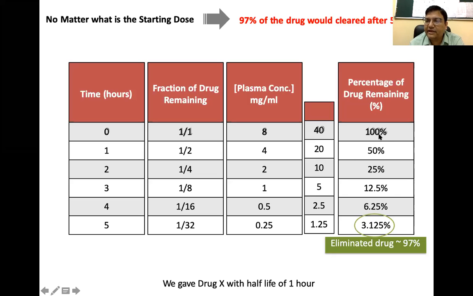So in percentage, if we see, 100% drug is there at the 0 hour, and after 1 hour, 50% is remaining. With each half life, it halves again, so after the second hour it is 25% remaining. After the third hour, it is 12.5%. After the fourth hour, half of this, that is 6.25. And after 5 hours, that means 5 half lives, 3.125. So after 5 half lives, the percentage of the drug which is remaining is only roughly around 3%. That means 97% of the drug is eliminated.